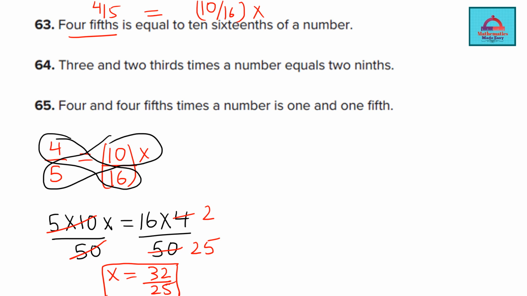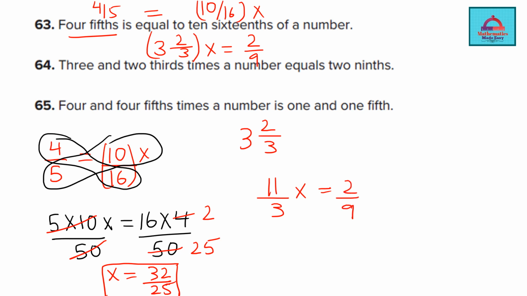Then 3 and 2/3. 3 and 2/3, the mixed fraction, of a number is equal to 2 by 9. So let's solve it. If you convert the mixed fraction, 3 multiplied by 3 is 9, plus 2 is 11. 11 by 3 of x is 2 by 9. Solve it by cross multiplication.